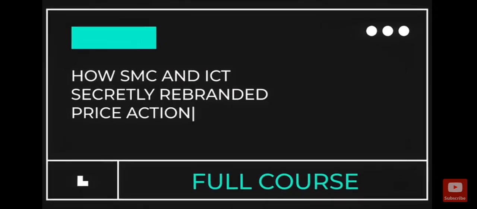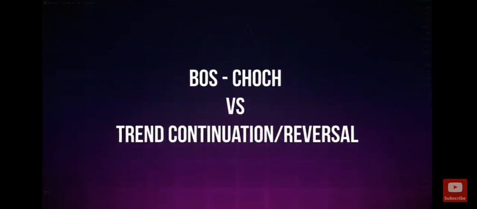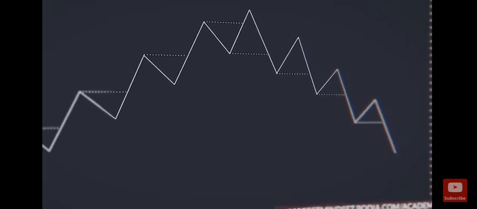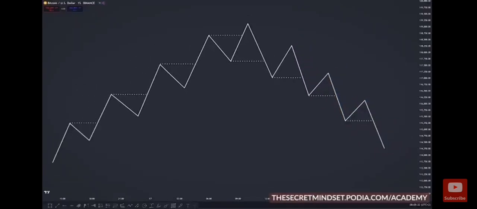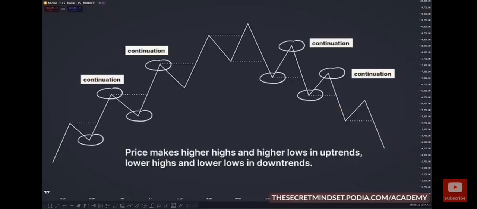Market structure stands as one of the purest forms of price reading. Whether you call it price action or smart money concepts, the core stays the same. Price makes higher highs and higher lows in uptrends, lower highs and lower lows in downtrends. In basic price action, you spot a trend by connecting these highs and lows. A possible trend change happens when price breaks this pattern.